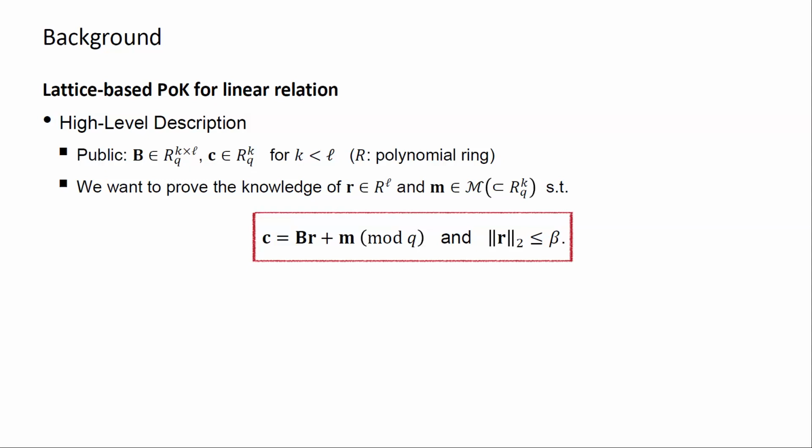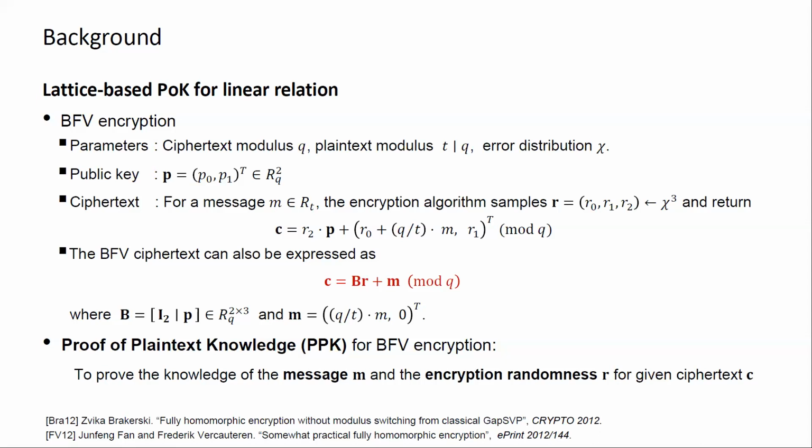To be more precise, we are interested in the zero knowledge property in lattice-based proof of knowledge. Many lattice-based proof of knowledge systems work on a linear system. The high-level description is as follows. The public values we have are the matrix B and the vector C. What we want to prove is that we know this small vector R and some encoded message vector M, which satisfy the relation C = BR + M.